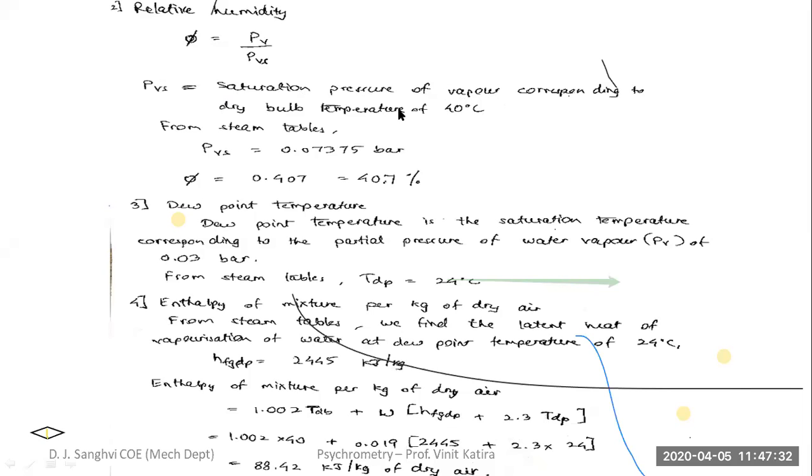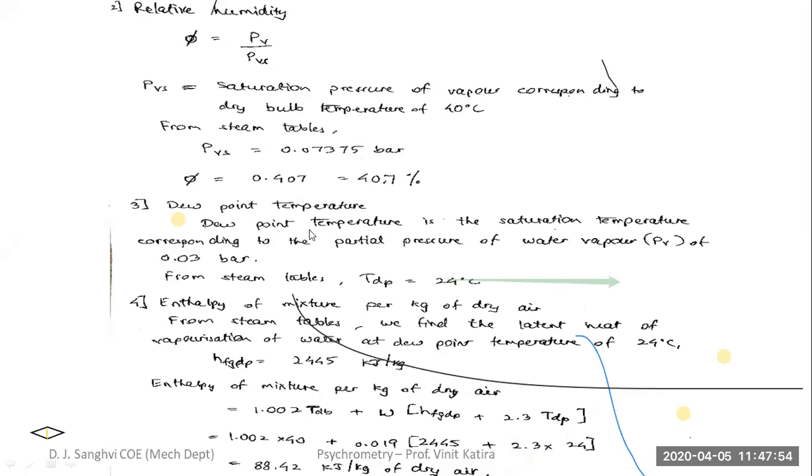PVS always corresponds to dry bulb temperature. From those tables, you will find the partial pressure at 40 degrees Celsius. It comes out to be around 0.07375 bar, and simply you will substitute here. You will get the relative humidity as 40.7%.